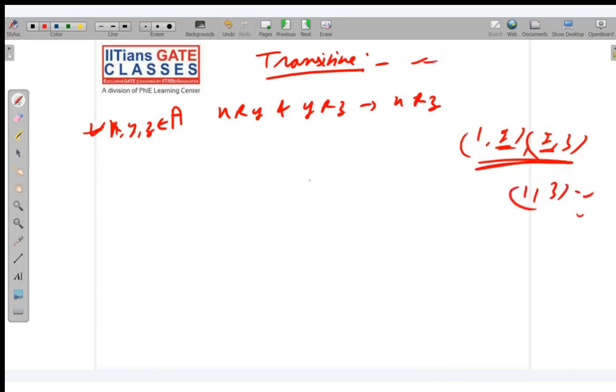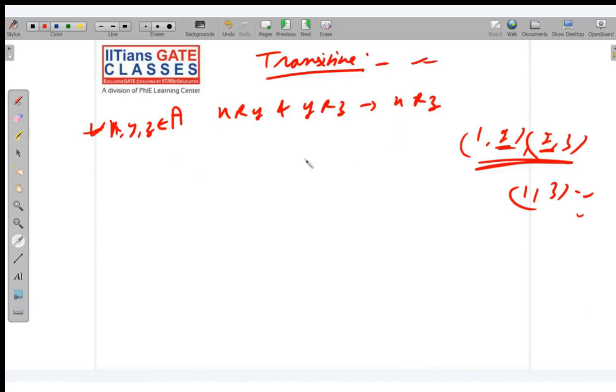So for every three elements in A, if x is related to y and y is related to z, then x should be related to z. Please try to focus. This is an implication, so even if one of them is false, you will not check this. If x is related to y but y is not related to z, no need to check whether x is related to z. Similarly, if y is related to z but x is not related to y, no need to check. Even if both are absent, you say okay, no problem, we will not check it. Only if both are present does the problem start. If both are present, then x should be related to z.